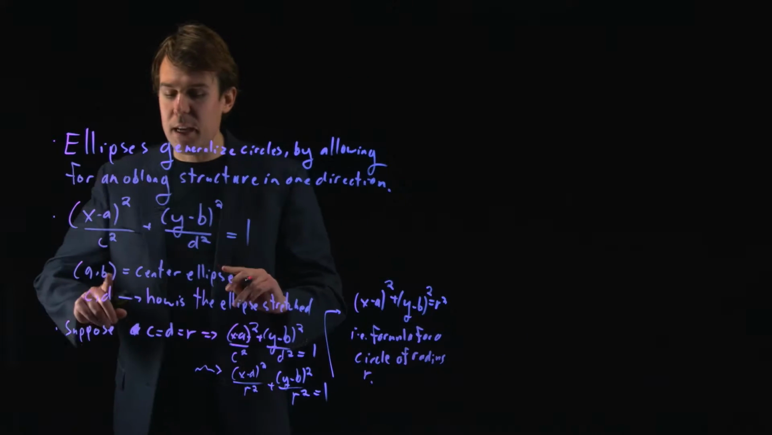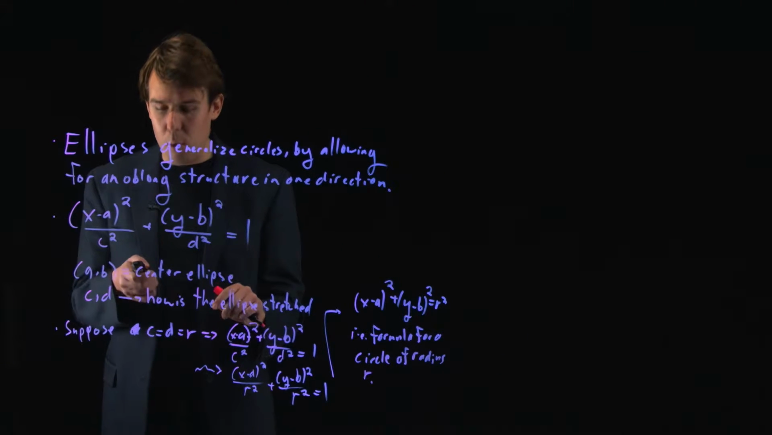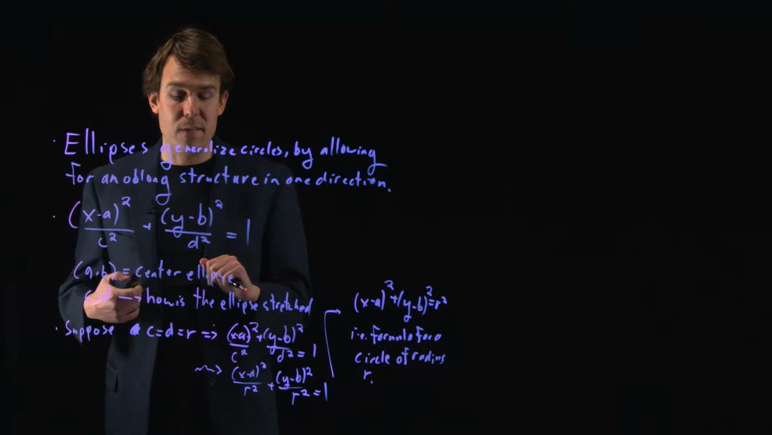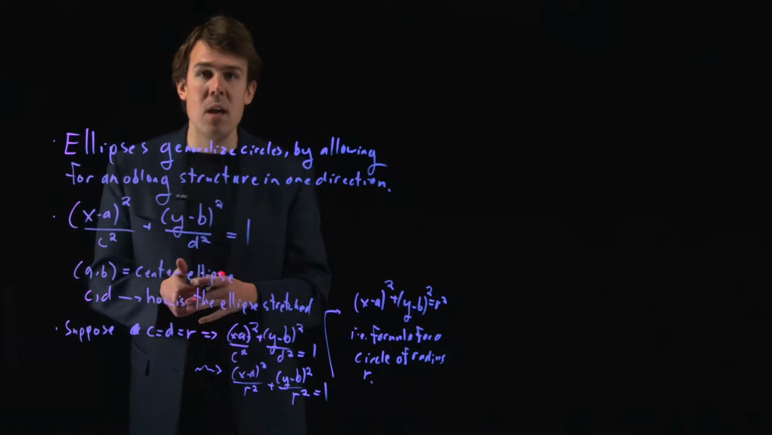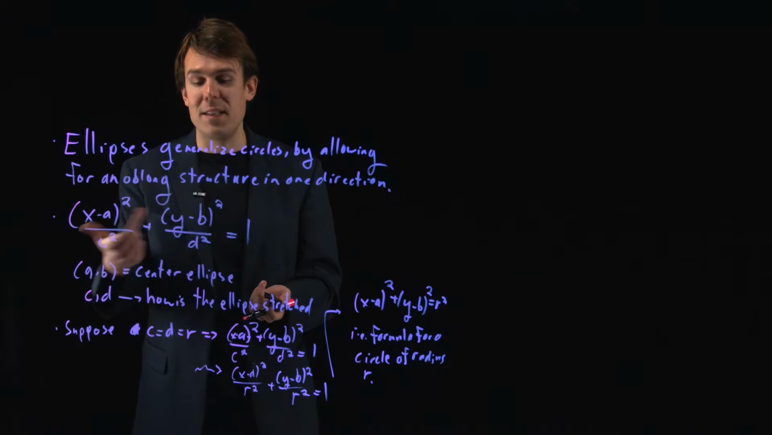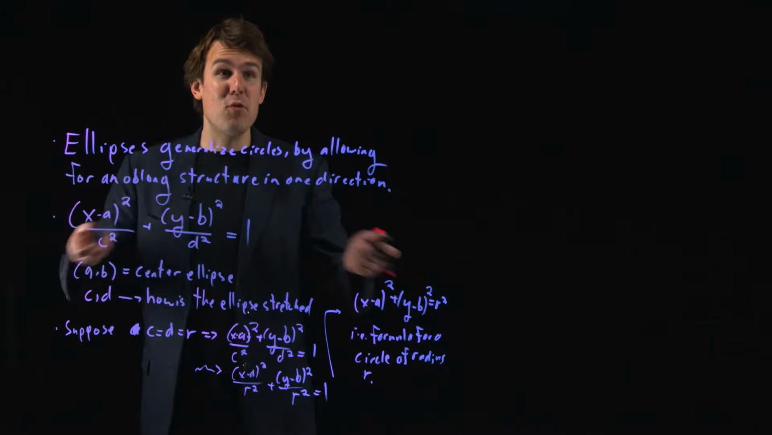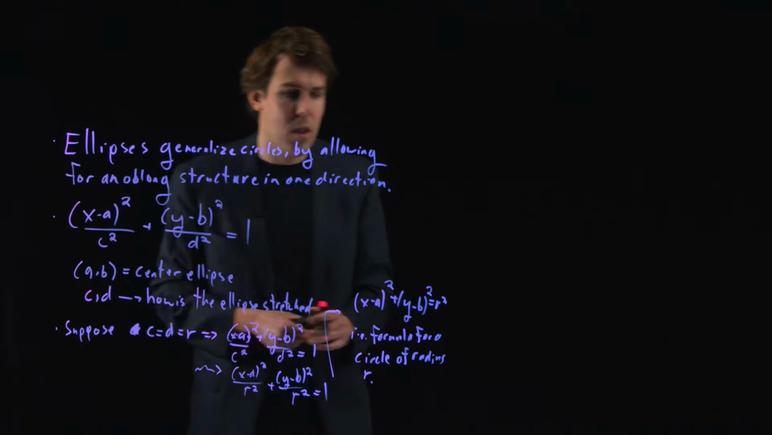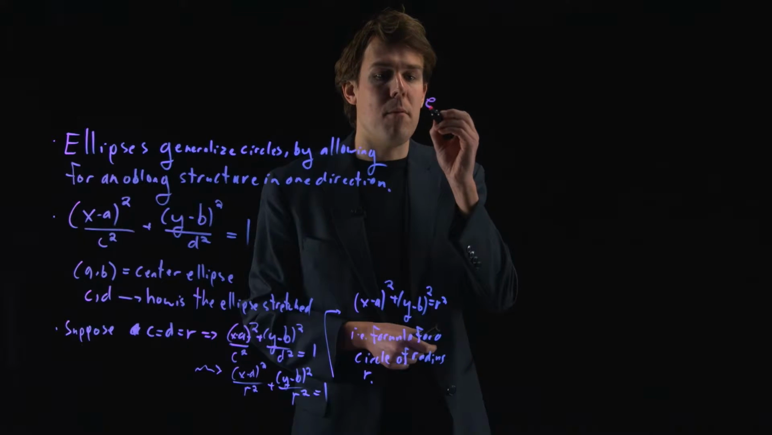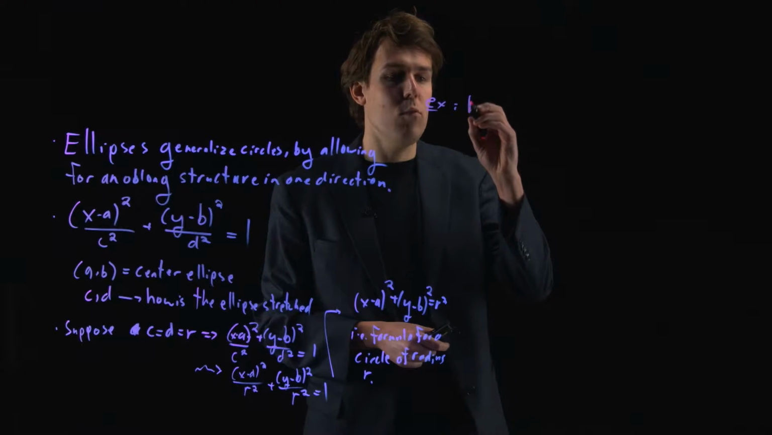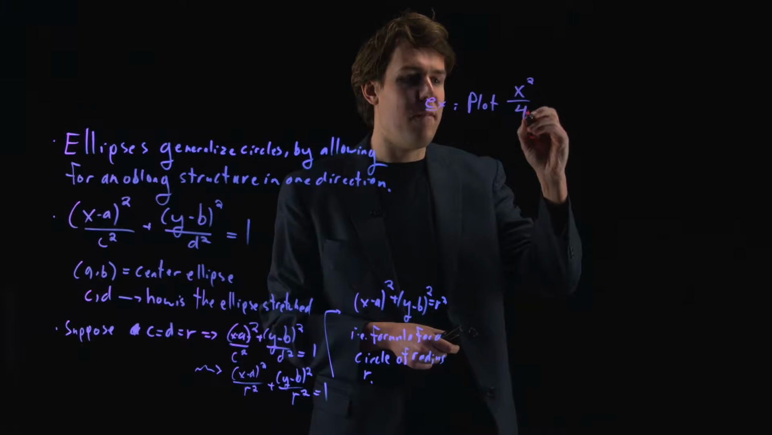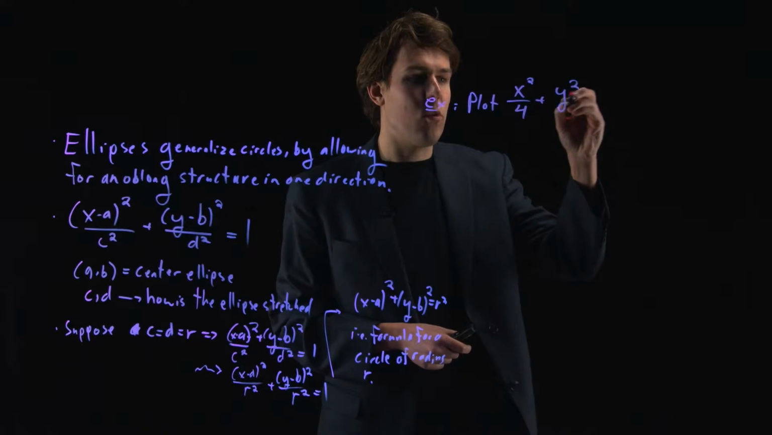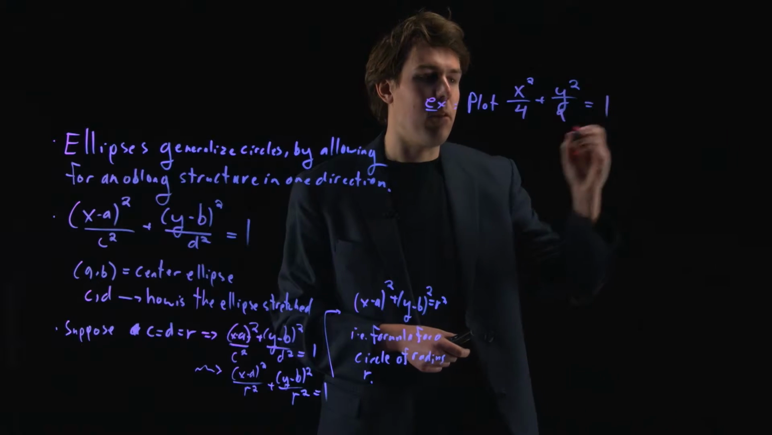So in the special case for ellipses that c and d are equal, we get exactly the formula for a circle back. Of course, this is not the interesting part of ellipses. Ellipses are mainly interesting when c and d are different and we have some stretching in one direction or another. So let's look at a first example. We'll plot x squared divided by 4 plus y squared divided by 9 equals 1.